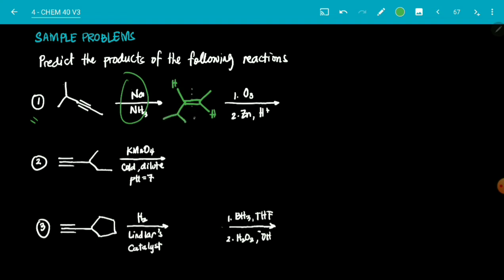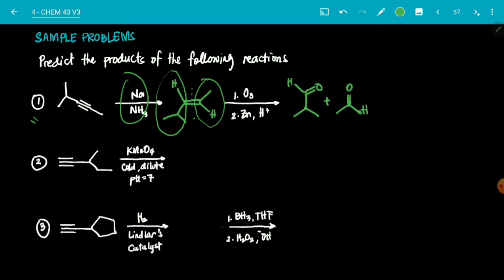Tapos, i-ozonolysis daw natin siya. Okay? So, ang mangyayari, magkakaroon tayo ng product or carbonyl compound from this one. So, this is the carbonyl compound from the first part. Tapos, meron tayong carbonyl compound again from this second part. So, yun yan. Okay? So, plus.